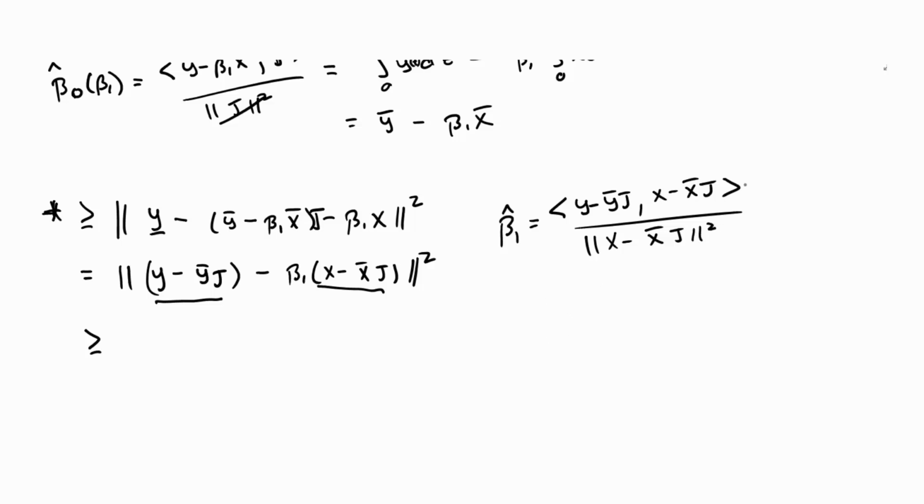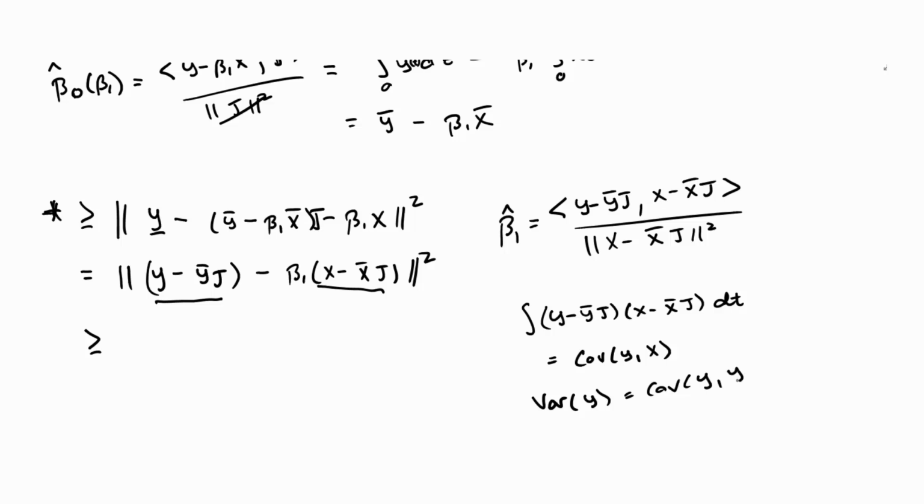So we could make some further definitions. If I were to define the integral of y minus y bar times j, and I'm omitting the t's, times x minus x bar times j dt, as, let's call it, the covariance between the function y and the function x, and define the variance of a function y as the covariance of y by itself, then this quantity right here, our slope estimate, works out to be the covariance of y and x over the variance of x.